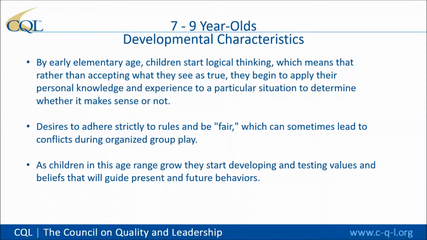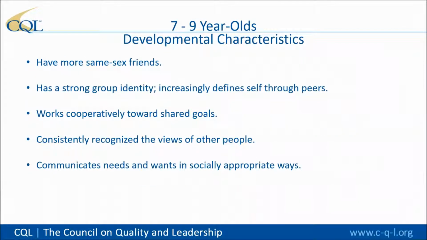And as children at this age range grow, they start developing and testing values and beliefs that will guide present and future behaviors. They may have more same-sex friends, have strong group identity, increasingly defining their self through their peers, work cooperatively towards shared goals, consistently recognize the views of other people, and communicate needs and wants in more socially appropriate ways.